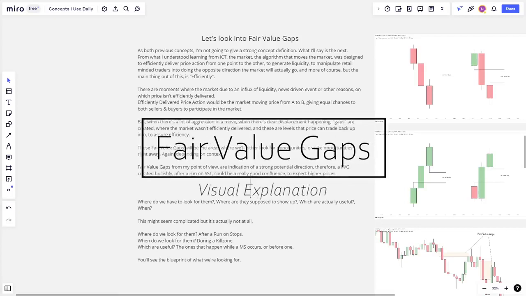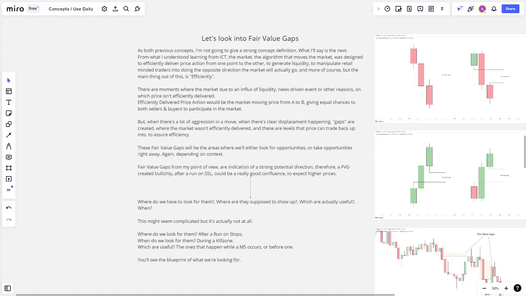So where do we have to look for them? Fair value gaps, right? Where are they supposed to show up? Which are actually useful and when? All of this seems complicated, but it's not really. Where do we look for them? After a runner stops. When do we look for them? During a kill zone. We'll talk about kill zones later. Which are actually useful? The ones that happen while a market shift occurs or before one. This will also be shown in the blueprint of what we actually look for, just a little bit of a diagram or a drawing of exactly what I look for in the market.